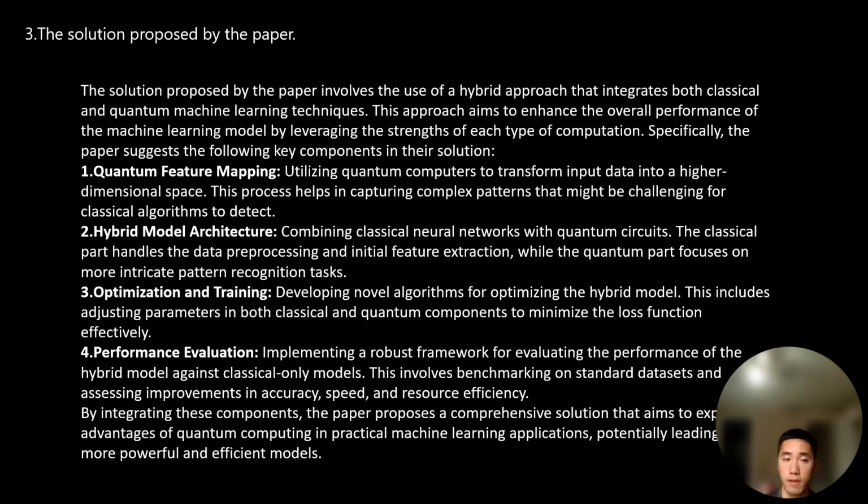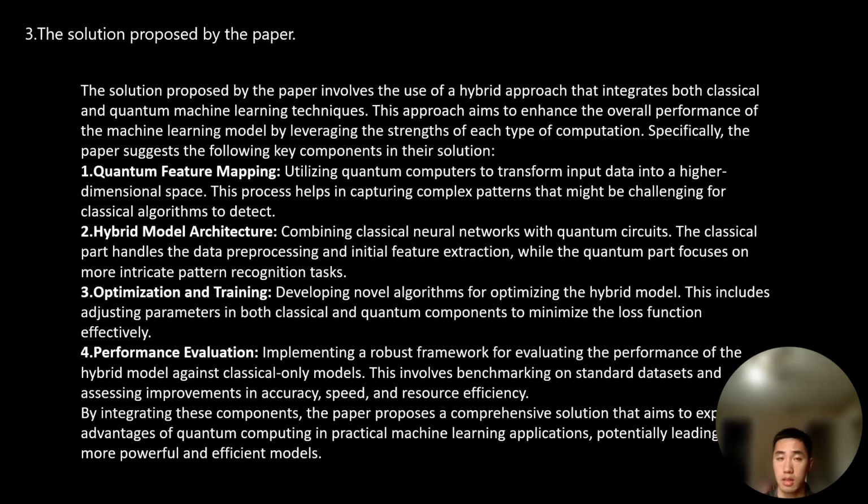The last one is performance evaluation, implementing a robust framework for evaluating the performance of the hybrid model against the classical-only model. This involves benchmarking on standard datasets and showing improvement in accuracy, speed, and resource efficiency. By integrating those components, the paper proposes a comprehensive solution that aims to demonstrate the advantage of quantum computing in practical machine learning applications, potentially leading to more powerful and efficient models. So this slide just explains the outline of the paper.